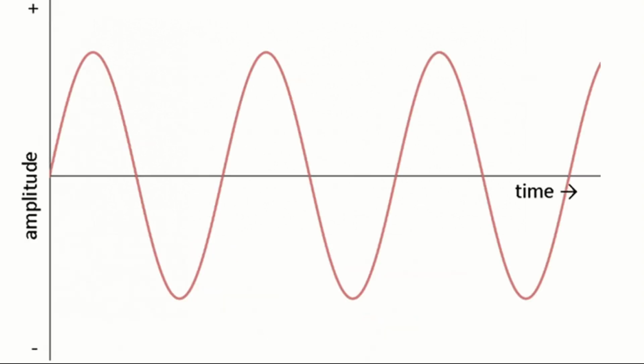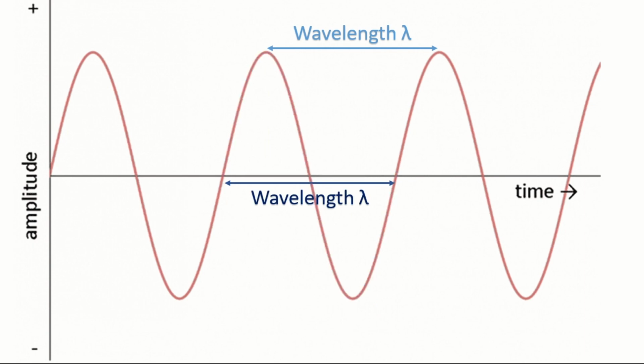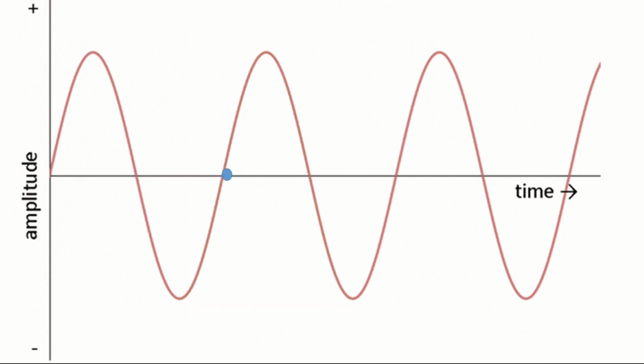Here is a wave on a graph of time versus amplitude. The amplitude is the distance from the peak, crest or trough to the axis. The wavelength is the distance between two identical adjacent points in a wave. It's typically measured between two easily identifiable points, such as two adjacent crests or two adjacent troughs in a waveform.